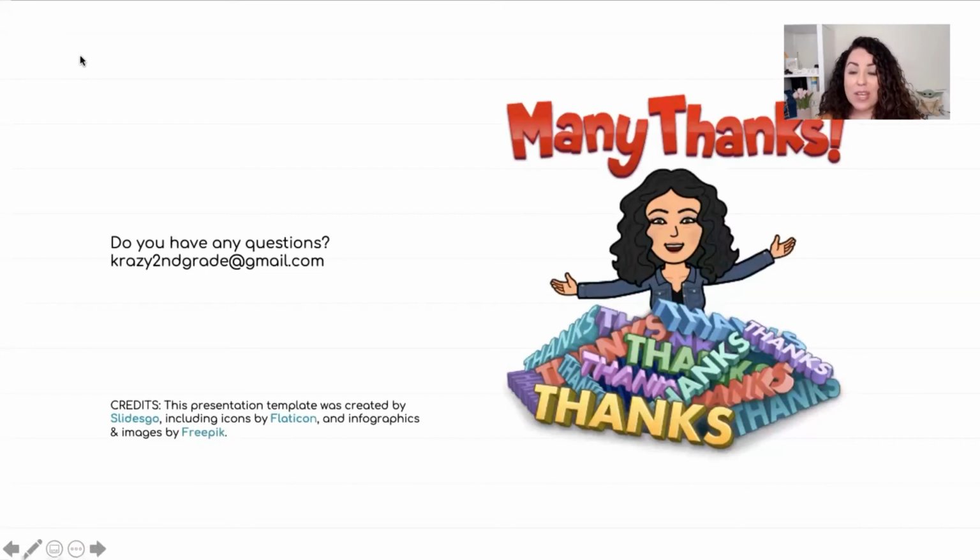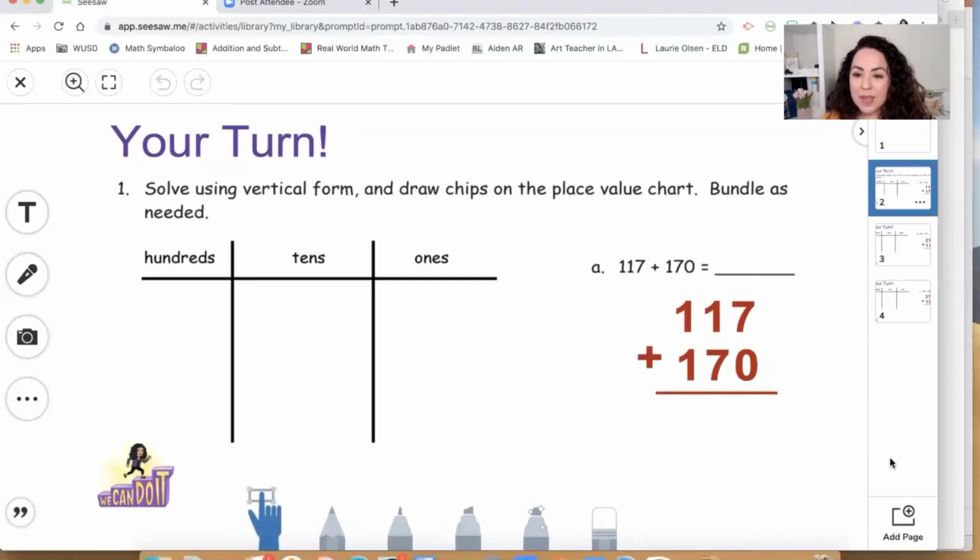So I'm going to go ahead and walk you through the first 2 problems in your problem set. So let's go ahead and take a look at those. Okay, we have 3 problems to work through today, not 2. And what we're going to do is this first problem is 117 plus 170.